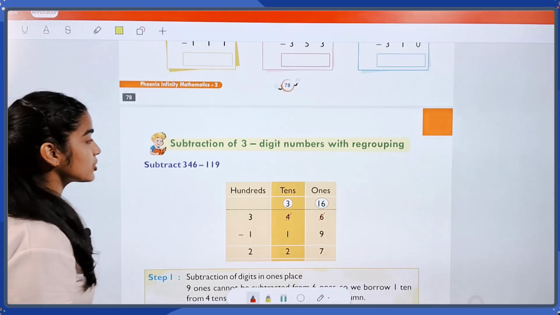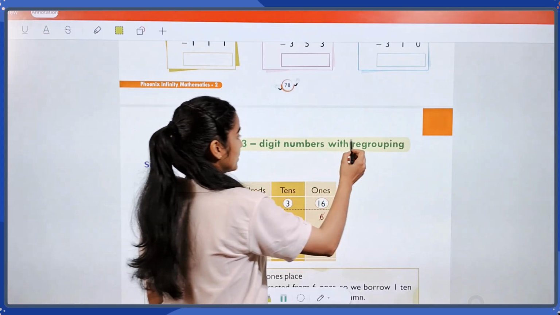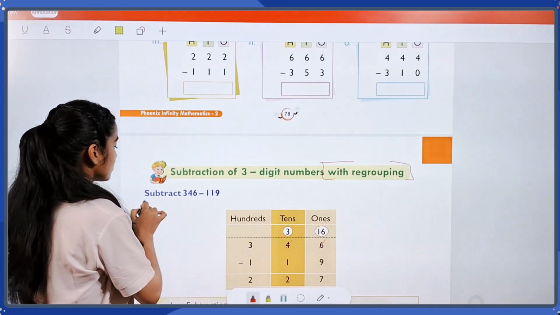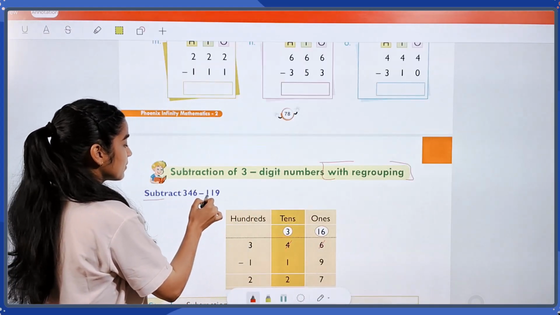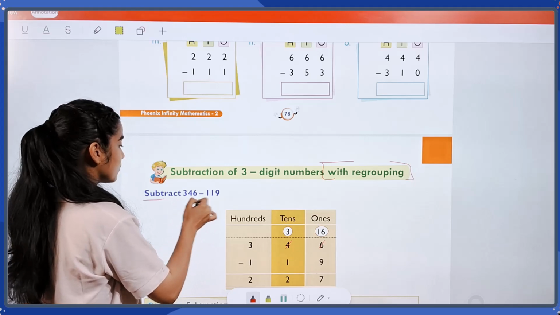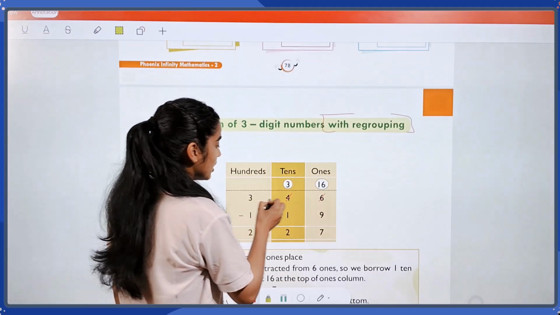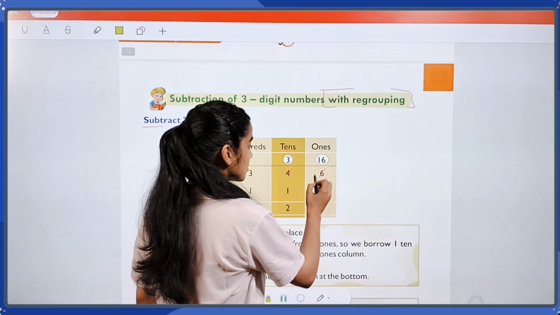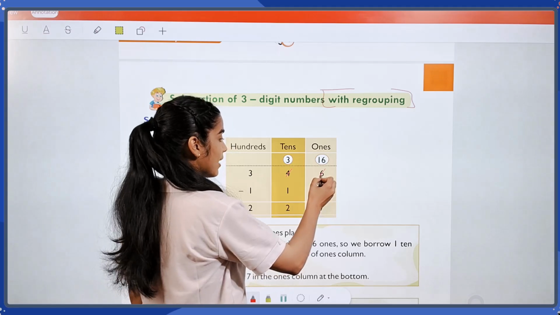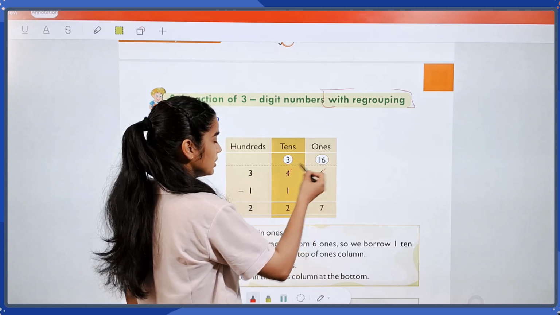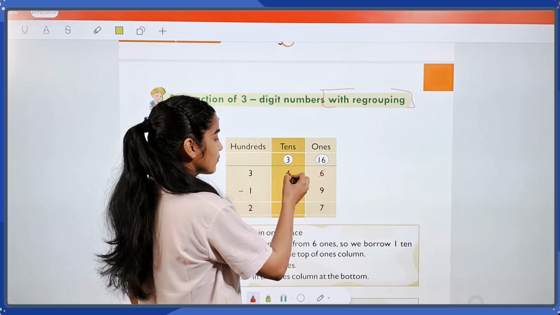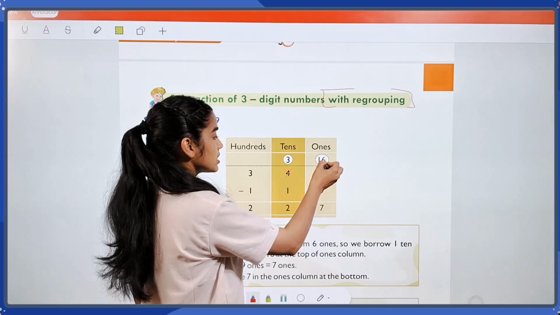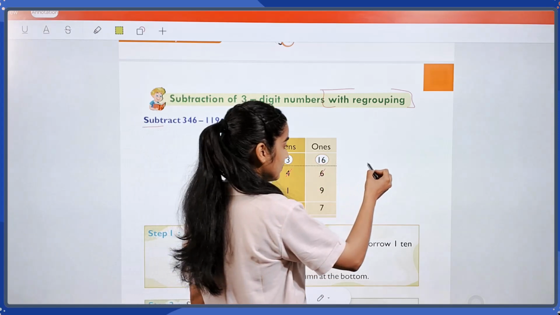Now, subtraction of three-digit numbers with regrouping. So now what we are doing is regrouping. It means now we have to subtract 346 minus 119. So first we write 346, then we write 119. So 6 is smaller as compared to 9. So we have to take a carry, we have to take regrouping. So we take 1 from 4, so it will be converted into 3, and 6 will be converted to 16.